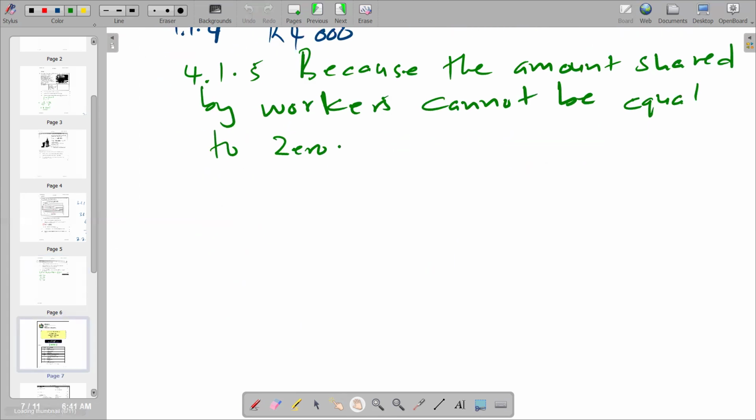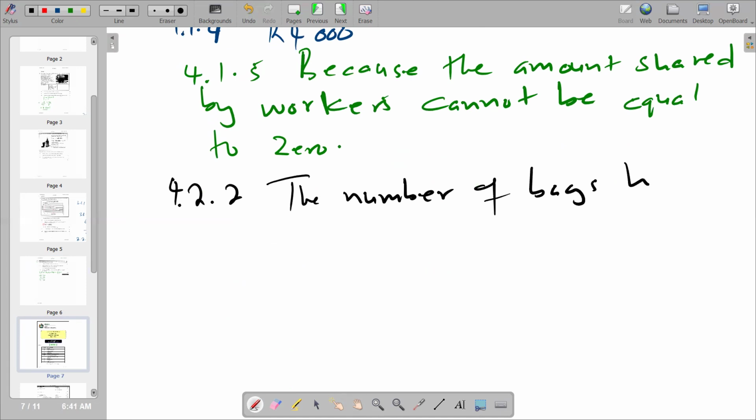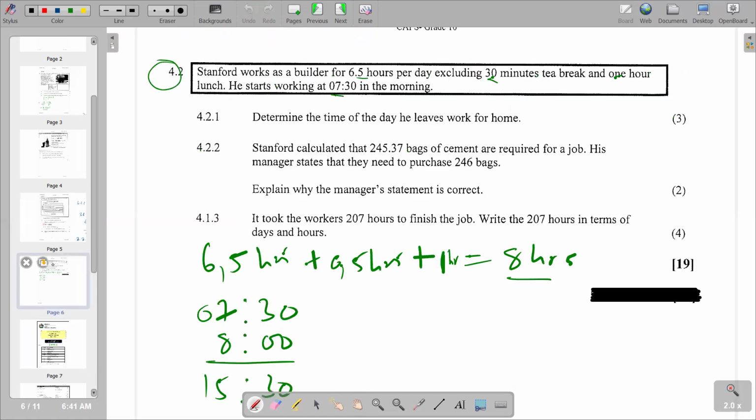So we are saying 4.2.2, and we're saying the number of bags being rounded up. And the reason being, there's no fraction of a bag of cement in the shop. So we cannot present our bags as a fraction. So that's the reason why we're rounding up. So we go to the next question that we have.